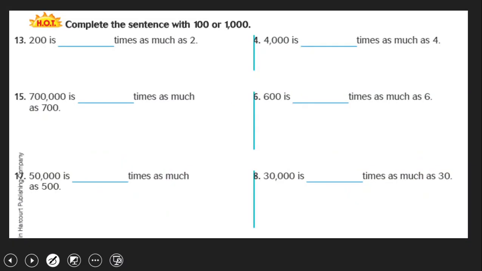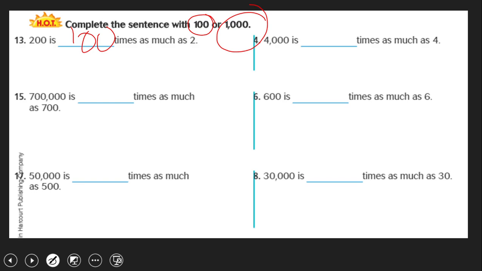All right, go ahead and pause and complete the sentences for these ones. It's very, very simple as well. So basically, you're just completing the sentence with either 100 or 1,000. Okay? I'm going to go ahead and continue. 200 is blank times as much as 2. So 2 times a number, either 100 or 1,000, is 200. Good job, should be 100.